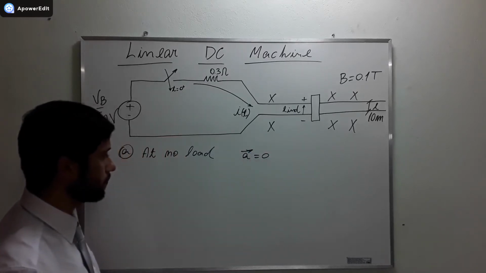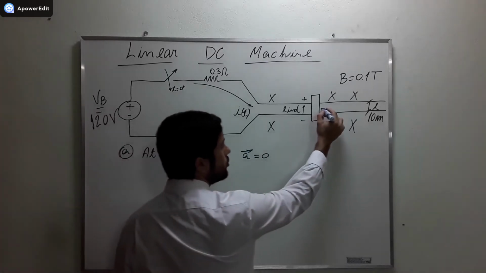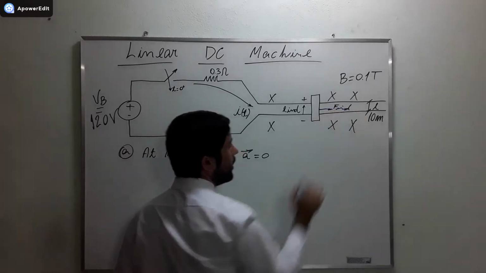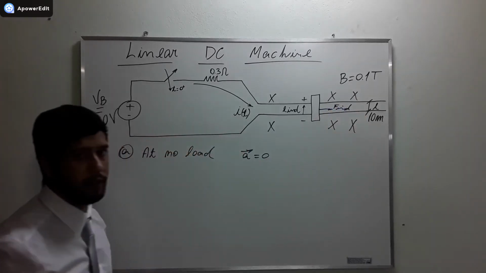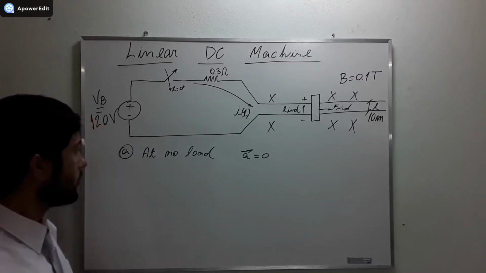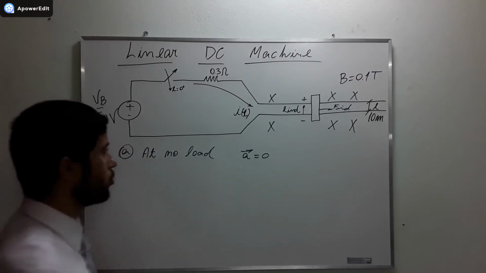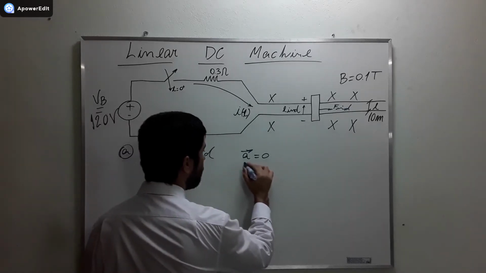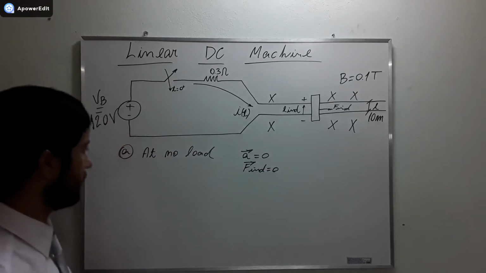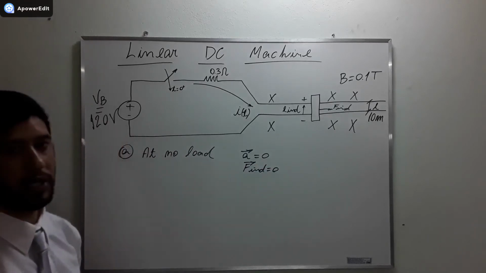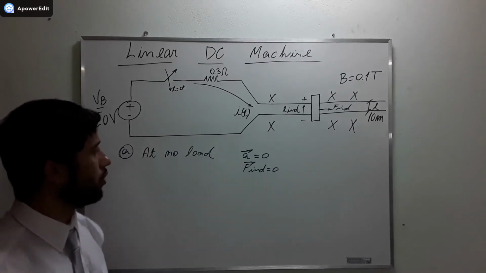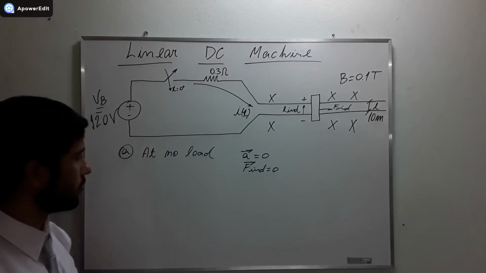Okay? We are going to have an induced force here that's going to drag the moving bar to the right. And when this force is equal to 0, we have the steady state. Okay? The machine is not accelerating anymore. And when this force is equal to 0, how do we find this?